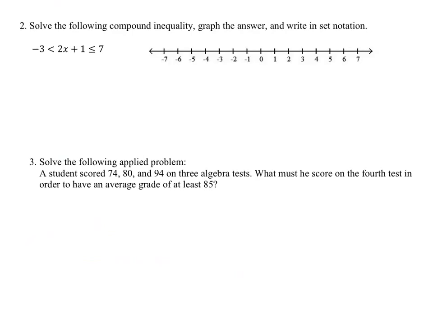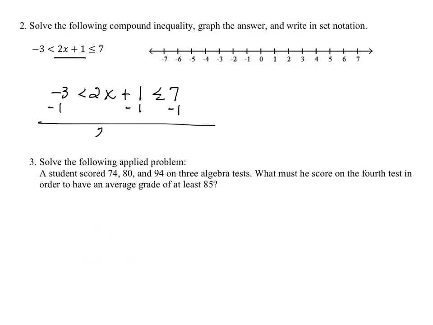Now, let's do the compound inequality. So this really means that this expression, 2x plus 1, is greater than negative 3, yet less than or equal to 7. It's like a soap opera. So I'm going to subtract 1, but I'm really solving two inequalities at the same time. So I'm going to get 2x is less than or equal to 6, yet greater than negative 4.